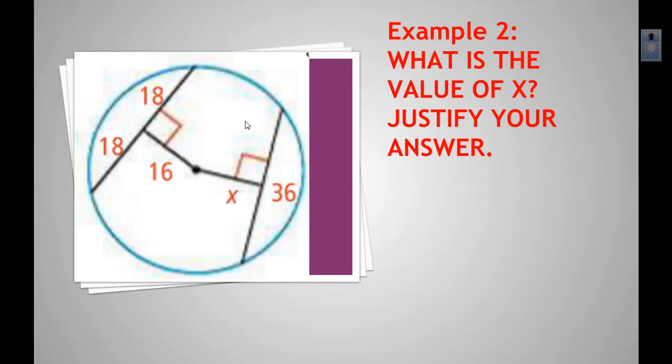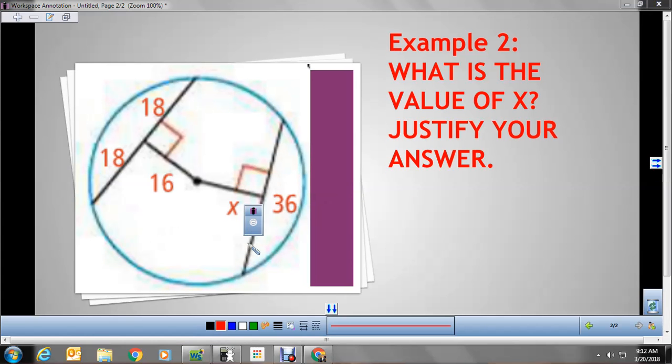As you look at this problem, we notice that this is 18 and this is 18. That means the total distance of this will be 36. This distance is also 36. So now we have two congruent chords, which means that the distance they are from the center should be the same. So if this is 16, then this x distance should also be 16. And we can justify it by saying, by theorem 12.7, congruent chords are equidistant from the center of the circle.